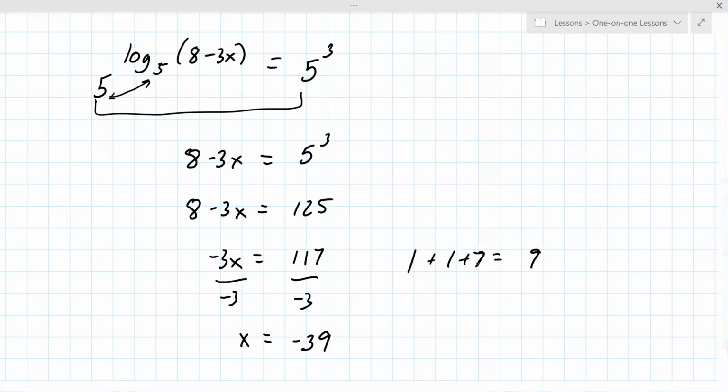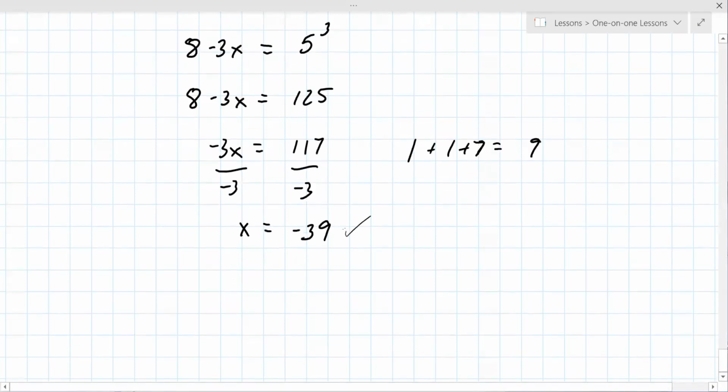Next is 42. Just probably want to double check that. 117 divided by minus 3 is 39, negative 39. Would you like me to clarify something? Nah, it's all good. Okay.